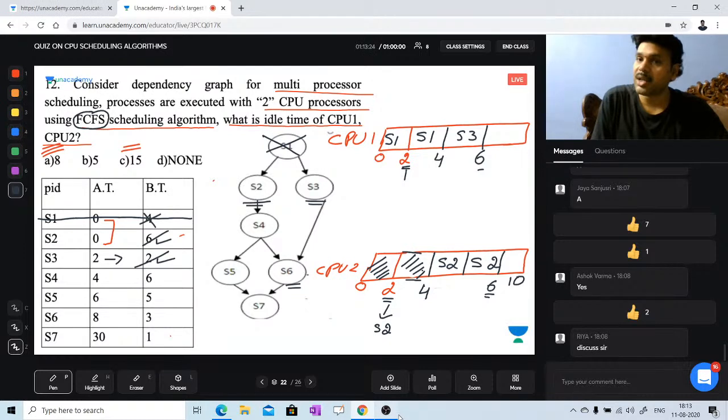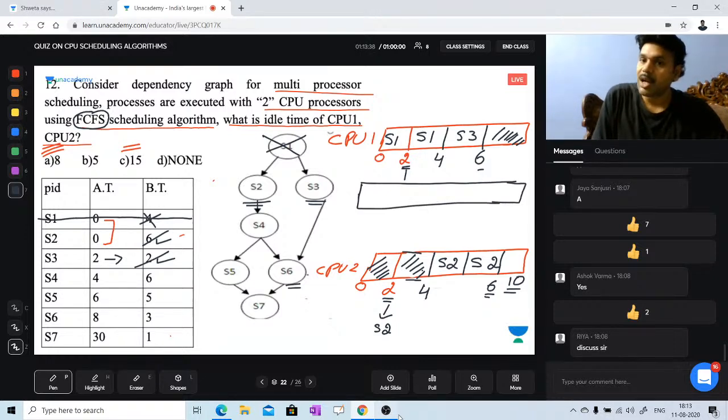Therefore, I cannot run any kind of show here, because S2 should complete exactly. It is going to be completed by 10. So the next Gantt chart is going to continue like this. Therefore, what is going to happen? Up to 10, the CPU1 has to wait in order to run the next upcoming processes. So exactly at 10, they can continue the execution.